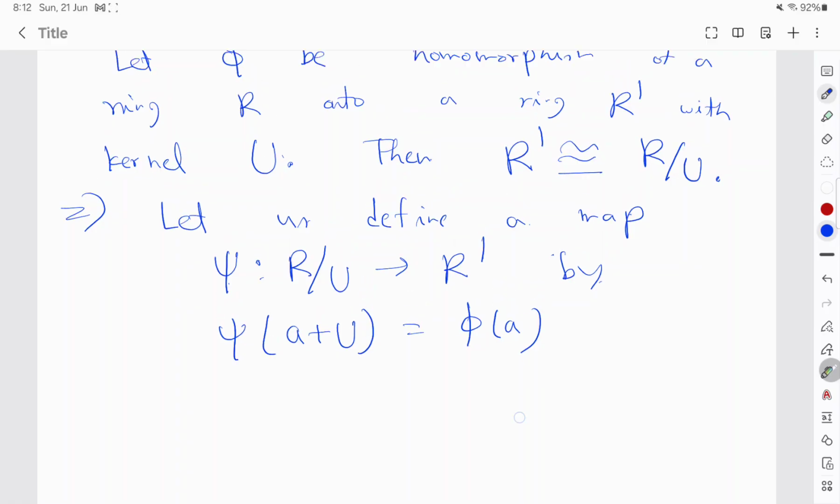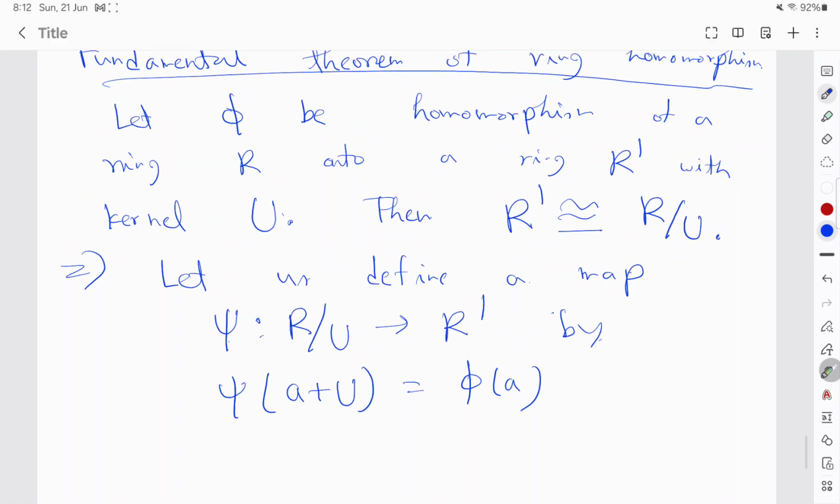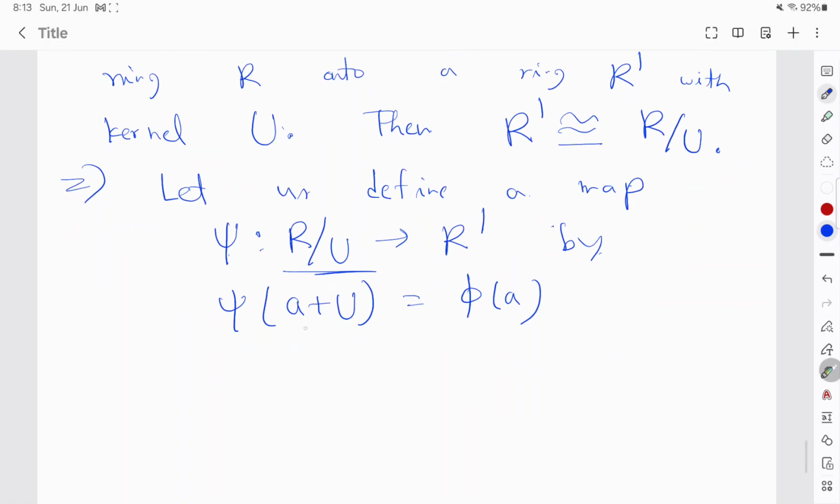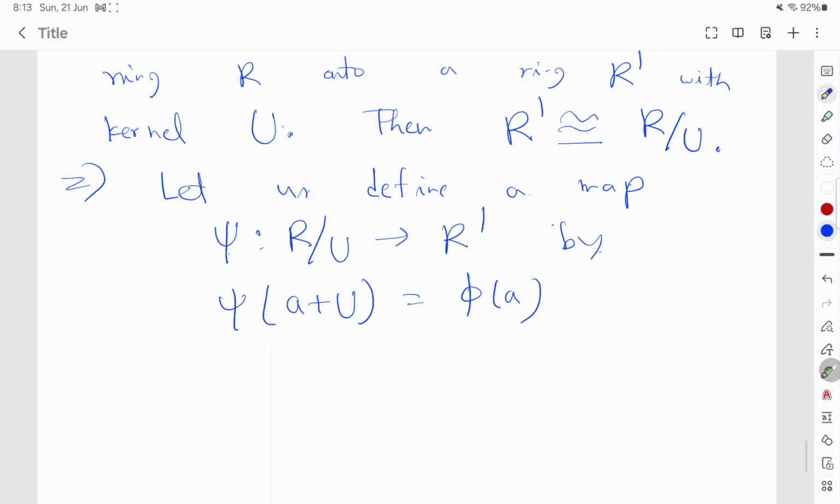Okay, so you know that you have a map from R to R dash, right? Consider the element a plus u in the quotient ring R by u, where a lies in R. So phi of a should be in your R dash; in this way you are defining the map. Now you have to show that this map is well defined.